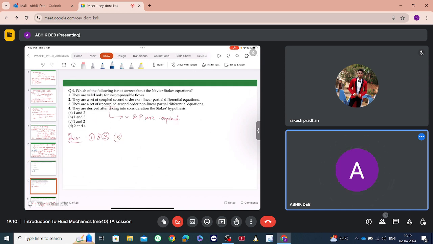Now, which of these is not correct about the Navier-Stokes equation? So they are valid only for incompressible flows. So nothing as such. They are valid for both compressible and incompressible flows because when we apply the Stokes hypothesis, the number of variables in the equation can be reduced to reach the Navier-Stokes equation, which is valid for both compressible and incompressible flows.